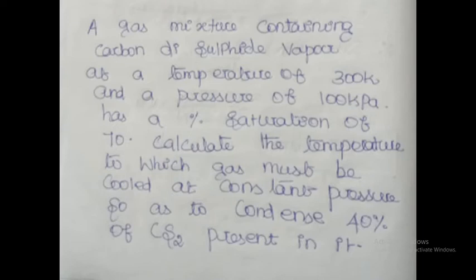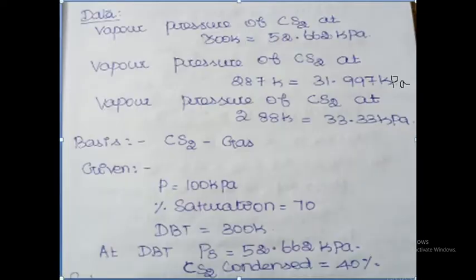Condensation is nothing but the vapor converted into liquid when we cool, or reduce, the temperature. What is that temperature? We are going to calculate. These are the conditions: 40% of CS2 is condensed out at constant pressure. We are going to calculate the temperature value, and that temperature is the cooling temperature.